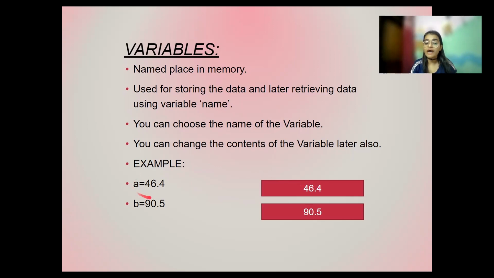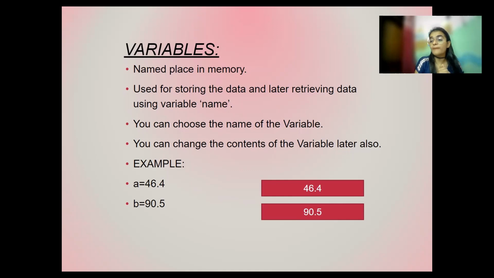If we give A the value 46.4, then 46.4 gets stored in the computer's memory. If we declare 90.5 for the variable B, then 90.5 is initialized in the computer's memory. So these two variables get their names placed in memory, meaning that 46.4 is only for variable A and 90.5 is only for variable B. Variables are used for storing data and later retrieving the data using the variable name.